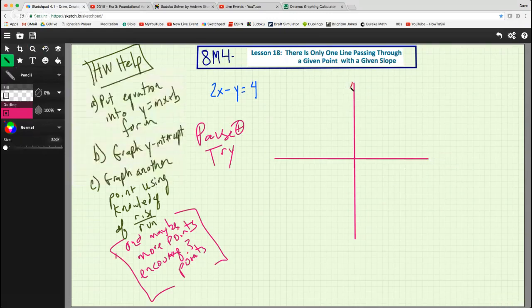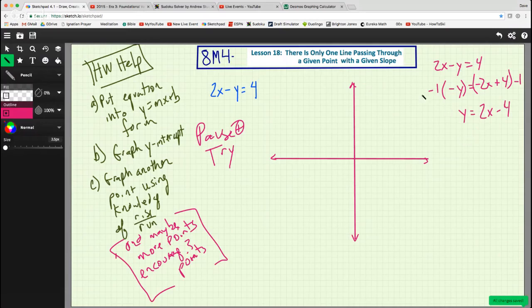Okay, here we are. We're ready to go. All right, 2x minus y equals 4, minus y equals negative 2x plus 4, because I subtracted 2x from both sides. I'm going to now multiply by negative 1 on both sides, and I get y equals 2x minus 4. So that's part A.